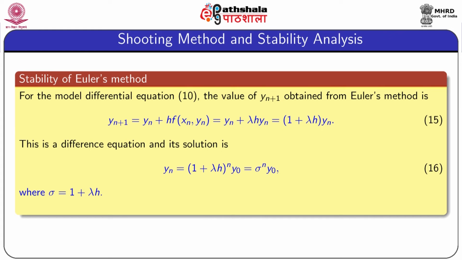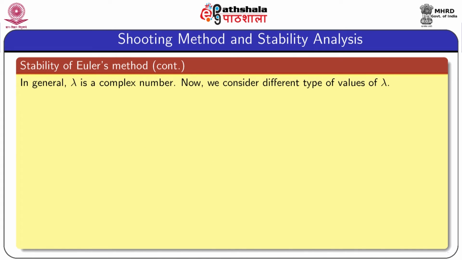By the previous argument, it is obvious that the method is stable, or the solution is stable, if the absolute value of sigma is less than or equal to 1. So this is the sufficient condition for stability of Euler's method. In general, the parameter lambda is a complex number. Now we consider different types of values of lambda to study the stability of Euler's method.